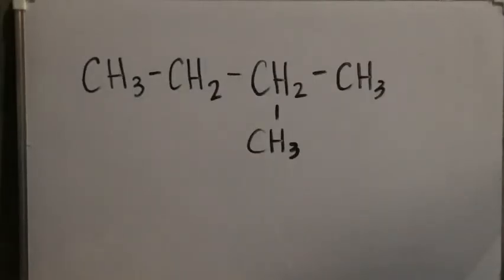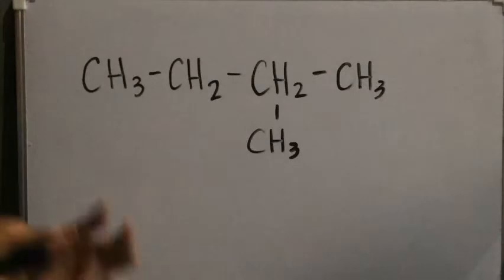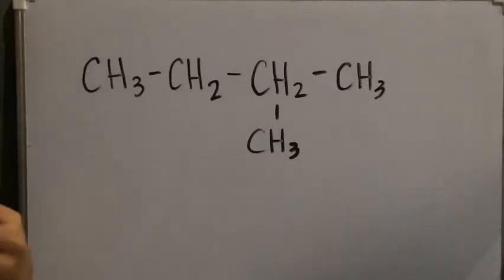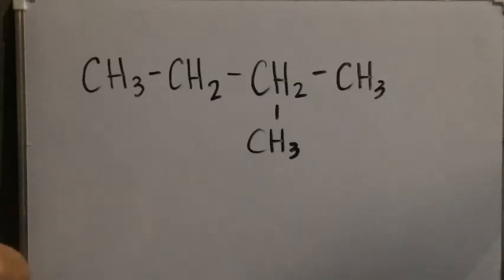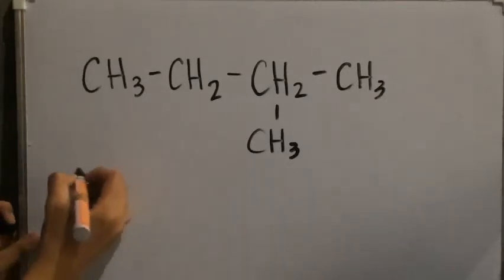So, the next topic will be about alkyl groups. What are alkyl groups? Alkyl groups are branch groups or substituents, those connected to our alkane. The suffix -ane, for example, methane.